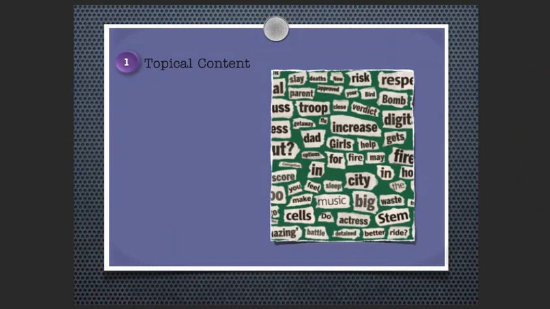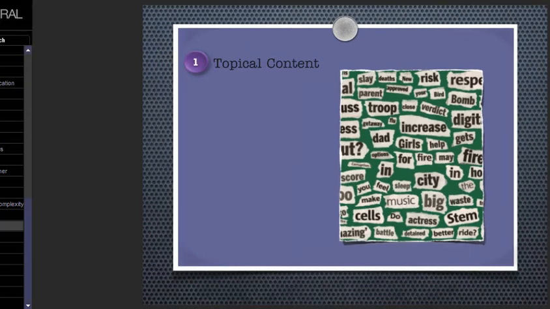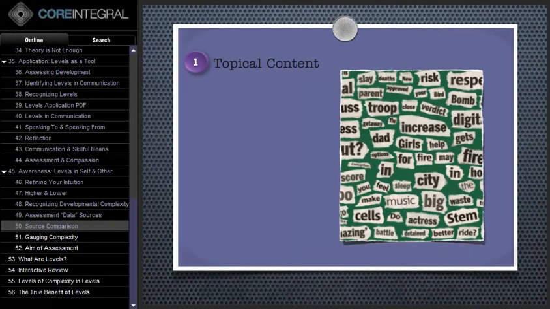When making development rankings like this, we rely on several categories of data to make our determinations. First is topical content. What topics and ideas were present in the content? Was the statement concerning fairness and justice, or was it concerning desires and wants?